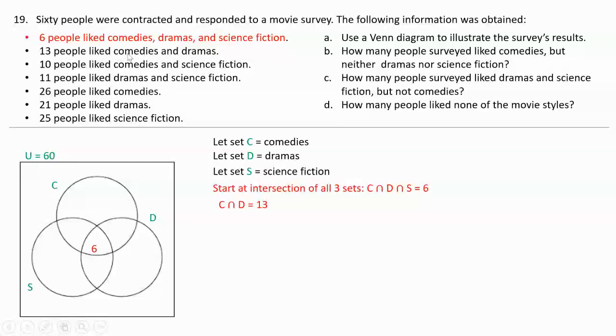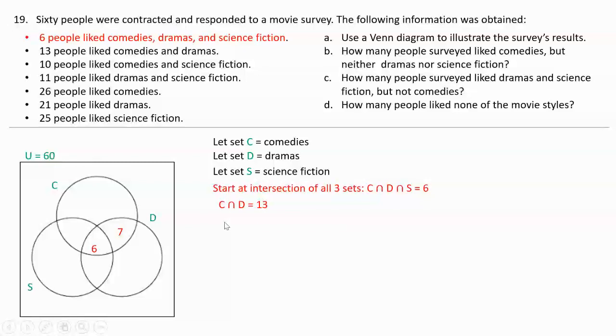It says 13 people like comedies and dramas, means C intersects D. So this is my set C, and this is my set D. So they intersect on this area right here that I have my mouse on. So this has to be 13. So we already got 6, so this must be 7.